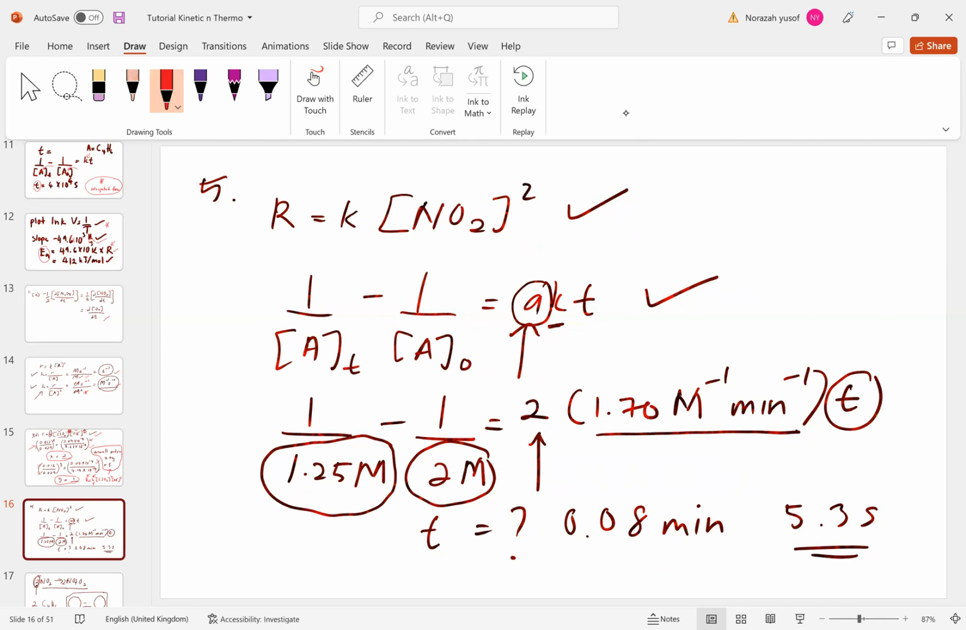What is meant by the half-life of a reactant? Refer back to the tutorial, to the notes. What is the meaning of half-life?